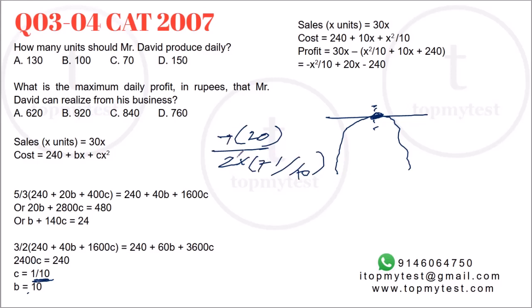Right, minus goes out. This will be 10. 10 goes in the numerator. 10 into 10 will be 100. Right, so when you produce 100 units, you'll get the maximum profit, option B.